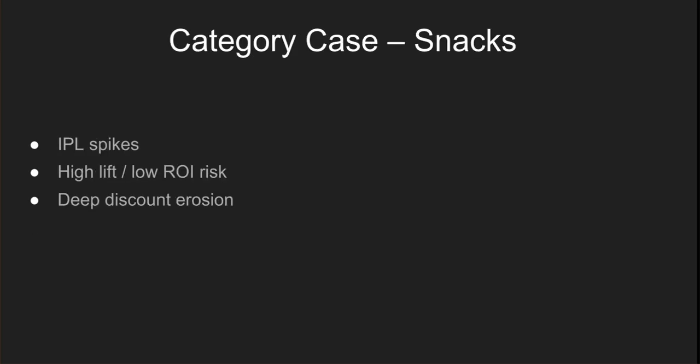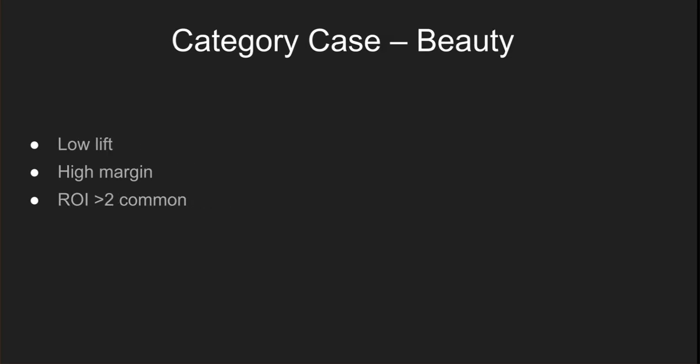Let's understand these things category-wise. Firstly, we will talk about snacks. In snacks, during the IPL, volume jumps dramatically, but the deep discount pushes the ROI below 1. That means growth is happening at the cost of profit. Let's talk about the second category, beauty. Beauty behaves opposite. Smaller volume spikes, higher margin, and the ROI is often about 2. The finance team loves this kind of promotion.